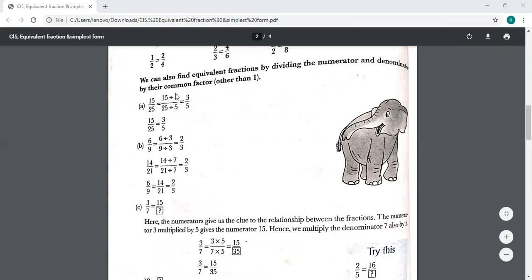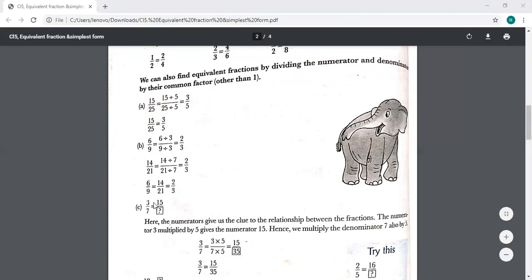Always remember, to find an equivalent fraction, either we multiply both numerator and denominator by the same number, or divide by the same common factor. Similarly, 6 by 9, isn't it? Divided by 3, you get this. 14 by 21, divided by 7.